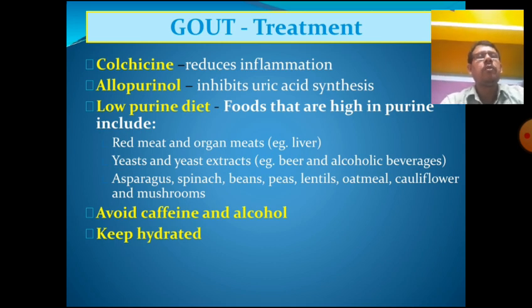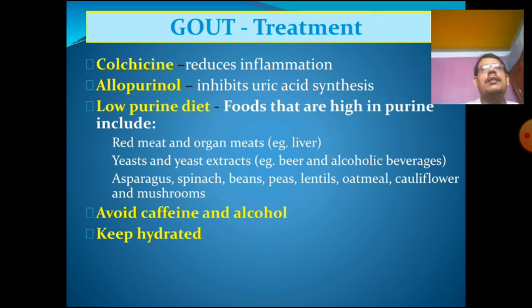You can control foods such as red meat, organ meat, egg, liver, yeast extract, beer, alcoholic beverages, asparagus, spinach, beans, peas, lentils, tomato, cauliflower, and mushroom. These are the foods you can restrict or avoid to control your uric acid level. Also avoid caffeine and alcohol. Caffeine comes from tea or coffee, so tea and coffee must be restricted.